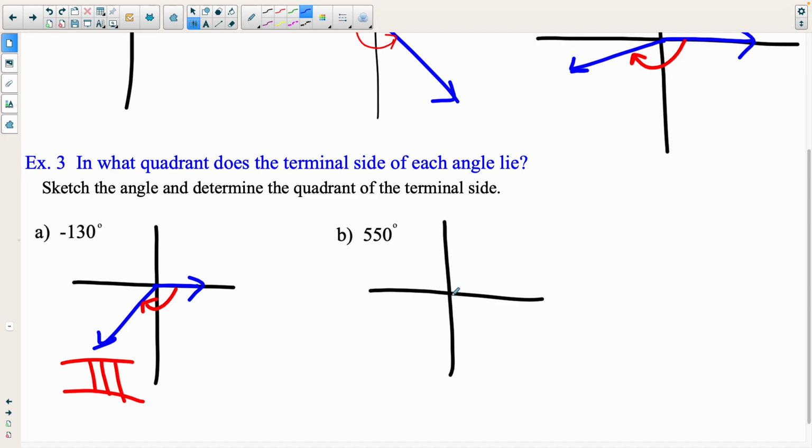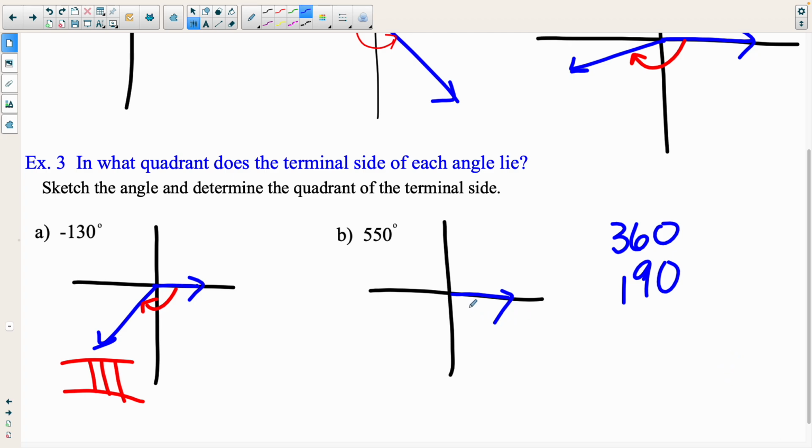Okay, so my first step here would probably be to subtract 360 out of 550 to see how much more I have to go after I do a full rotation. All right, it's probably going to be your best bet. So if you subtract 360 from 550, you're going to get 190. So I know I've got to go a full rotation and then a little bit more than a half rotation.